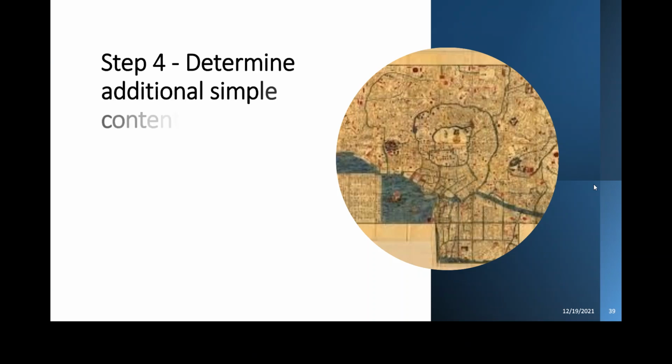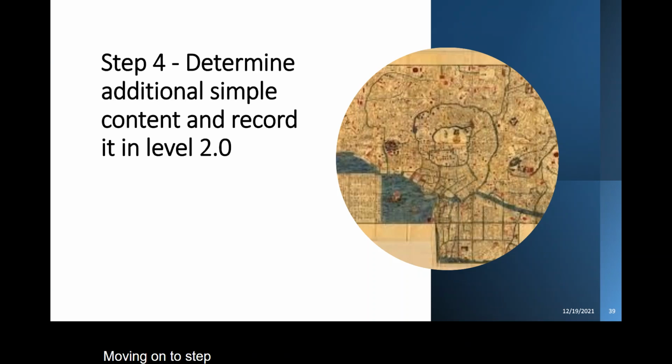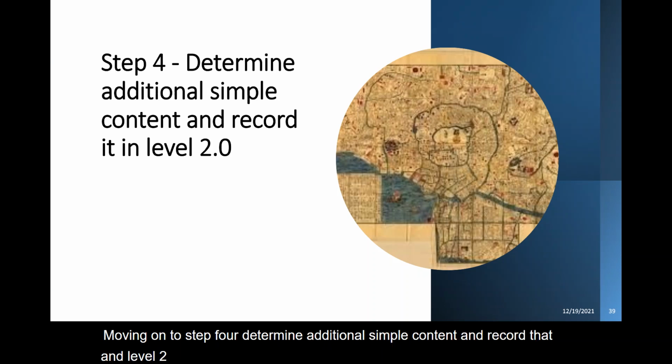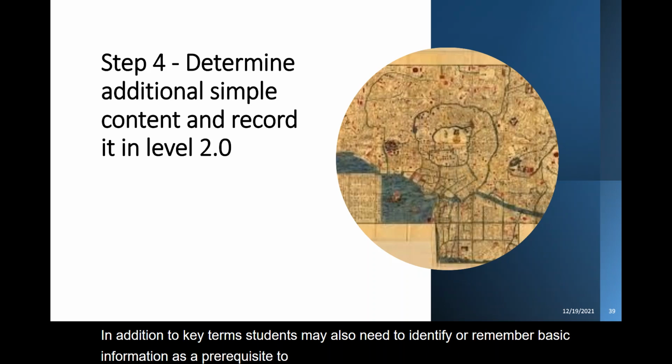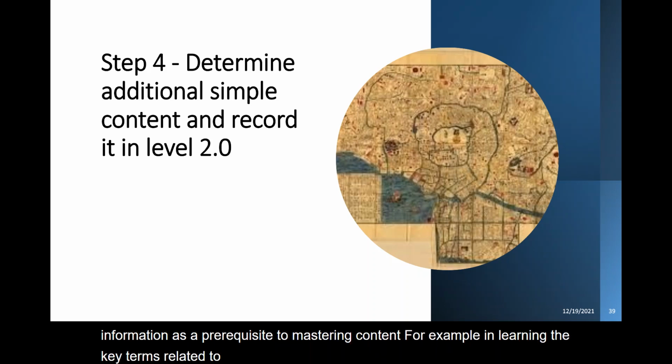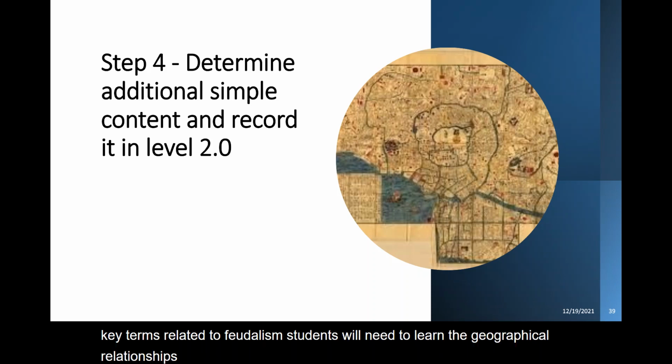Moving on to step 4, determine additional simple content and record that in level 2. So we have two different parts to level 2. In addition to key terms, students may also need to identify or remember basic information as a prerequisite to mastering content. For example, in learning the key terms related to feudalism, students will need to learn the geographical relationships by perhaps studying maps from the time period.